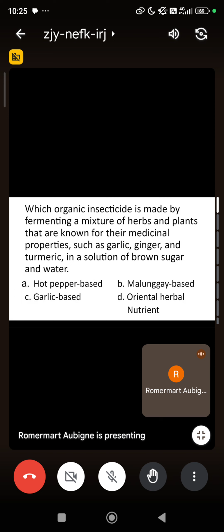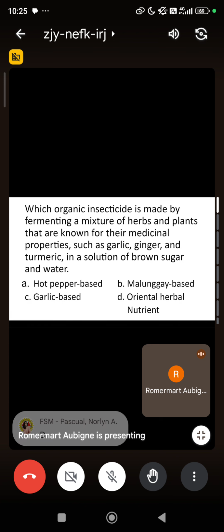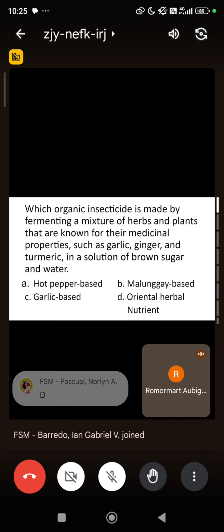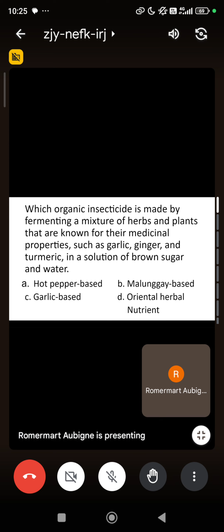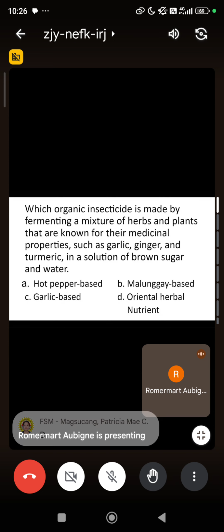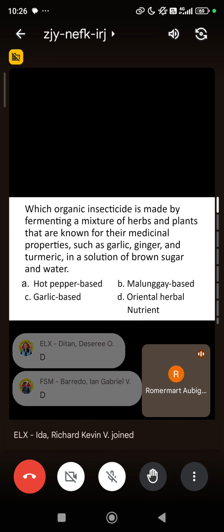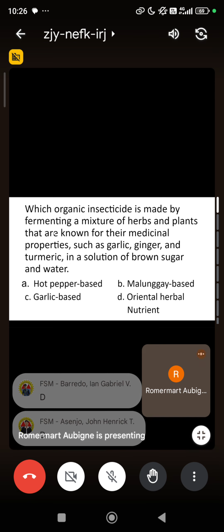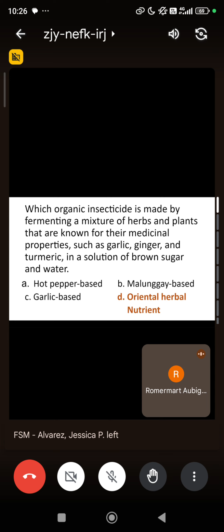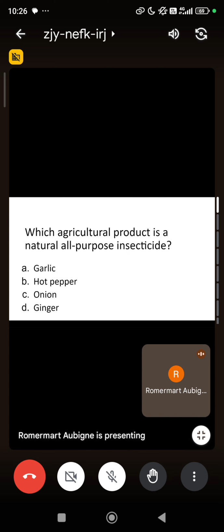Okay. Next, which organic insecticide is made by fermenting a mixture of herbs and plants that are known for their medicinal properties, such as garlic, ginger, and turmeric in a solution of brown sugar and water? Ano po yung ginagamit natin? Hot pepper base, malunggay base, garlic base, or D. Oriental herbal nutrient, or tinatawag natin na OHN. Okay. We use the OHN, or Oriental Herbal Nutrients.